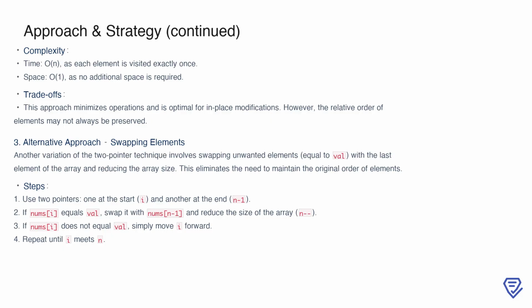Once completed, the pointer k represents the new length of the modified array. This method achieves a time complexity of O(n), because it processes each element exactly once, and a space complexity of O(1), since it works entirely in place. While this approach minimizes operations, it may not always preserve the relative order of elements, depending on how it's implemented.